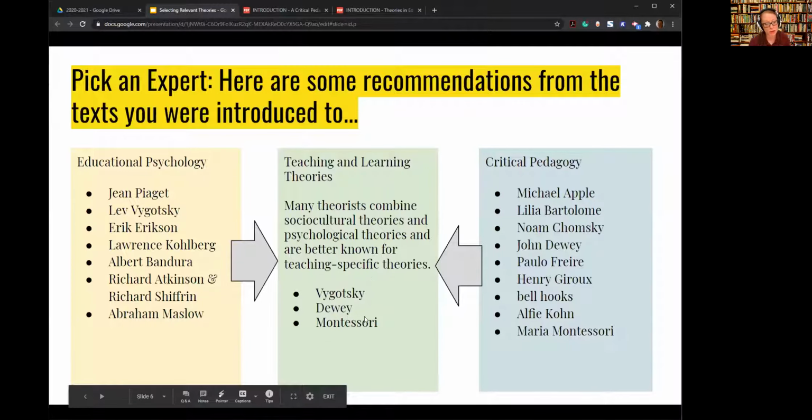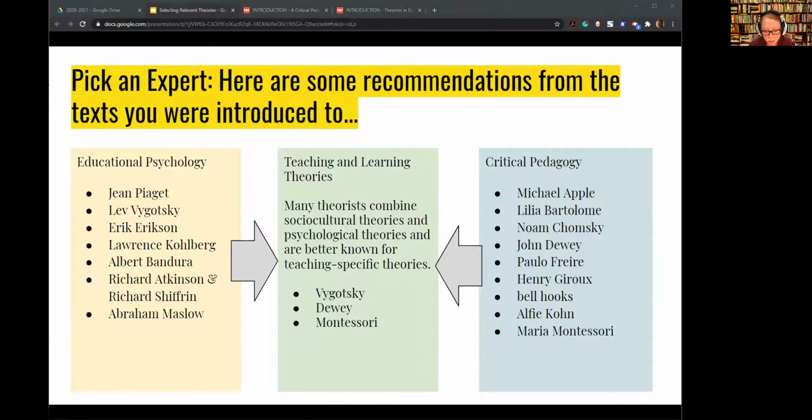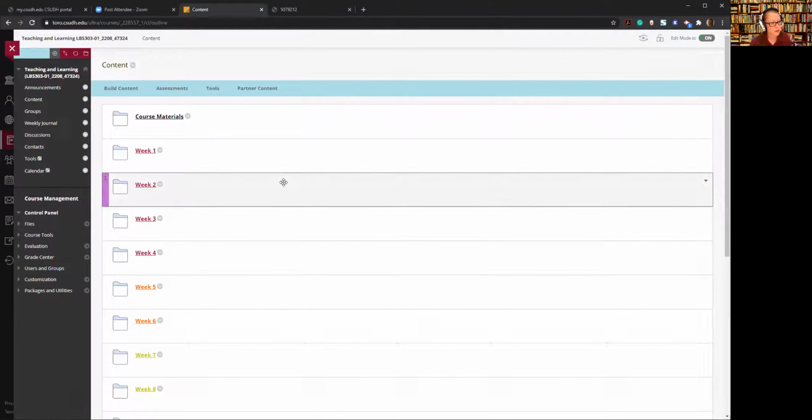So people like Vygotsky, Dewey, and Montessori, while they may have been psychologists or doctors or things like that, they actually focus so much on teaching and learning that that's what they're known for. So you can explore any of these folks as well as many others, but these are some highly recommended ones that you begin with, okay? I'm gonna switch back over here to our Blackboard page so you can see what's going on here.